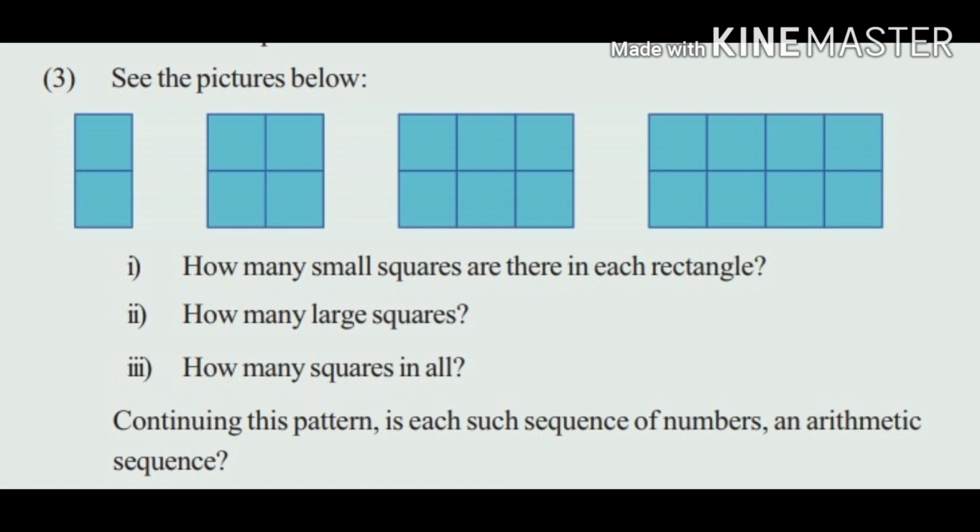Now in the last portion, there is one more question: continuing this pattern, is each such sequence of numbers an arithmetic sequence? That means you have to check whether these 3 are arithmetic or not. That you can do. The only thing to do is just check whether the first sub-question answer, the second sub-question answer and the third sub-question answer are arithmetic or not, and write the answer in your notebook.